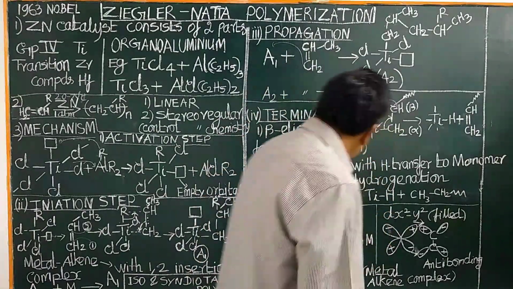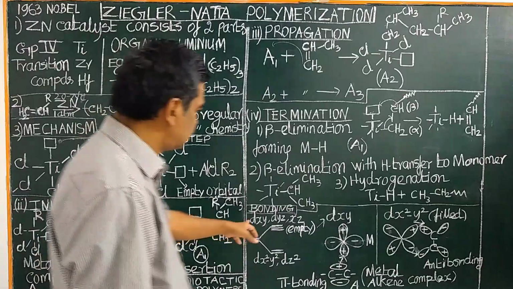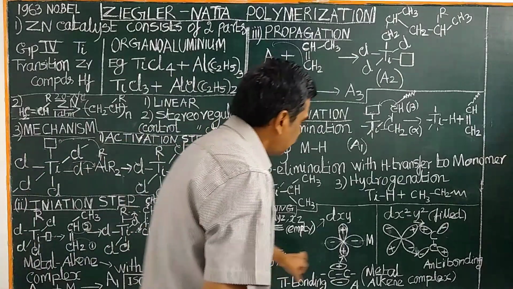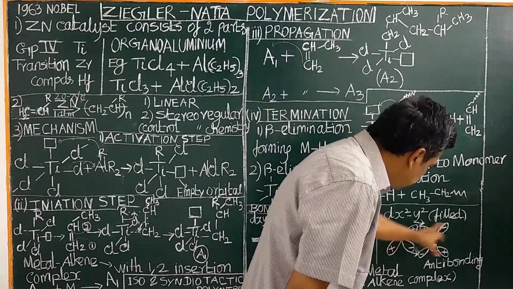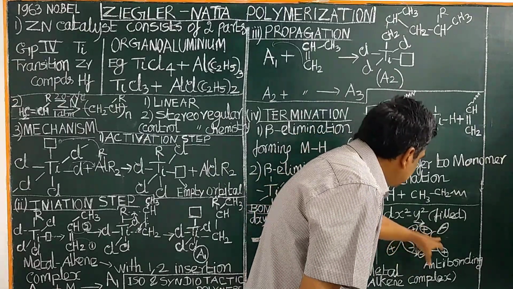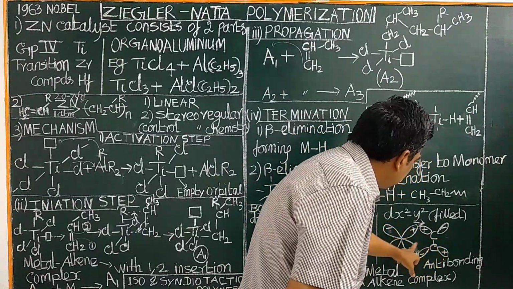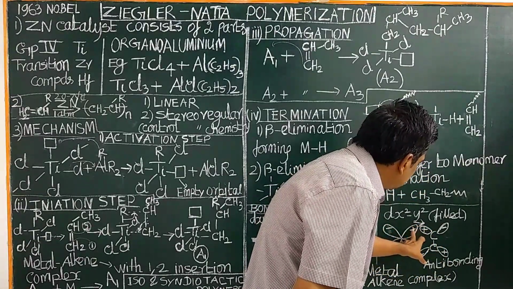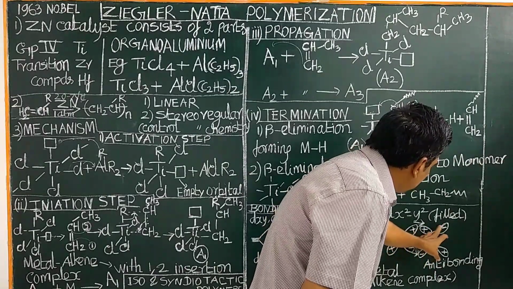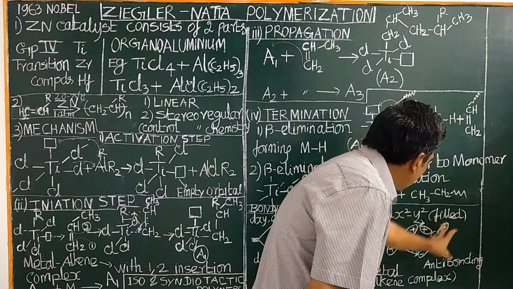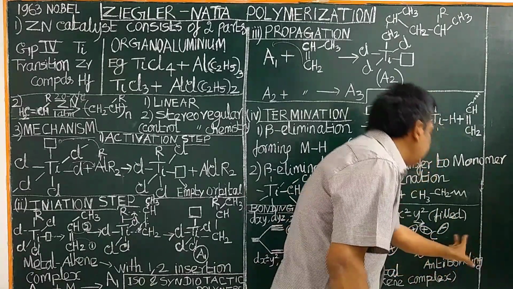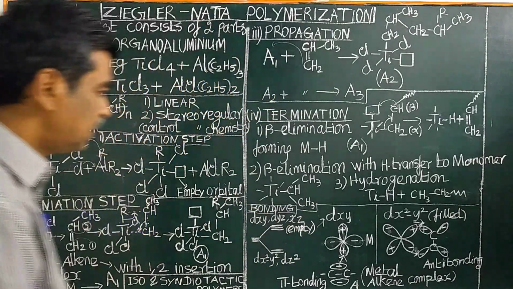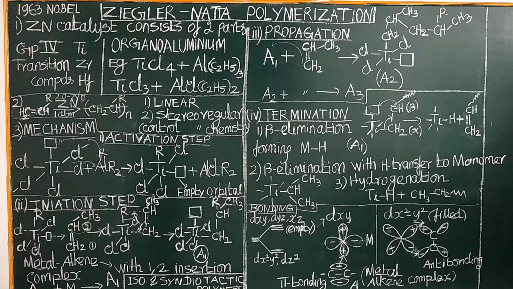At the same time, there is a filled d x-square minus y-square orbital with two electrons. Therefore, in this manner, we can transfer, for example, this is an antibonding orbital of the alkene, and this is the d x-square minus y-square orbital. Therefore, the electron pair is transferred from the filled d x-square minus y-square orbital to the empty antibonding pi orbital of the alkene. This is how bonding takes place for this catalytic mechanism. Okay, thank you for watching.